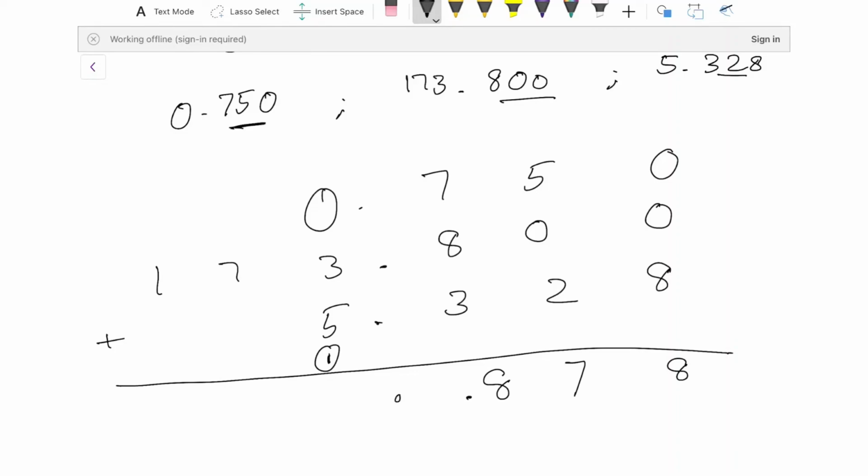Keep the decimal point as it is, and then 5 plus 0 plus 3 plus 1 is 9, 7 and 1. So that is your answer, 179.878.